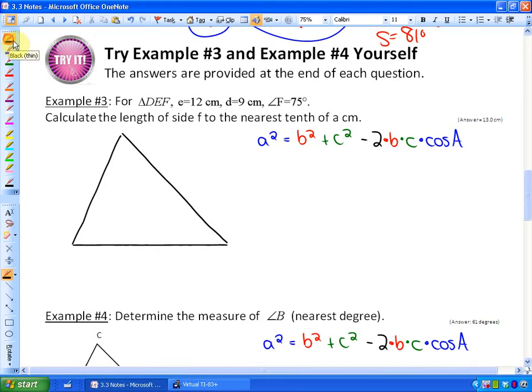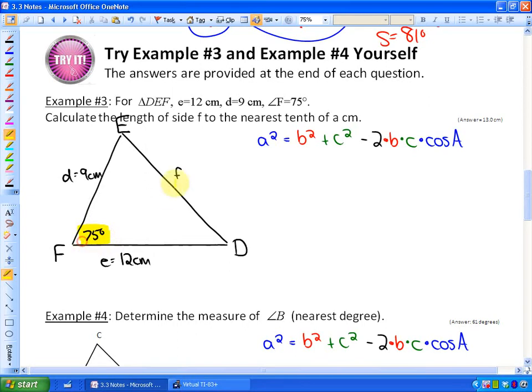So the first thing we want to do is sketch this triangle as accurately as possible. I'm going to call angle F 75 degrees, side e here, which is 12 centimeters, which I'll make opposite. Remember, the sides are always opposite their equivalent uppercase angles. And side d is equivalent to 9 centimeters. So here's angle D. It says determine the length of side f, which is right here, to the nearest tenth of a centimeter. So we've got our triangle drawn as accurately as possible.